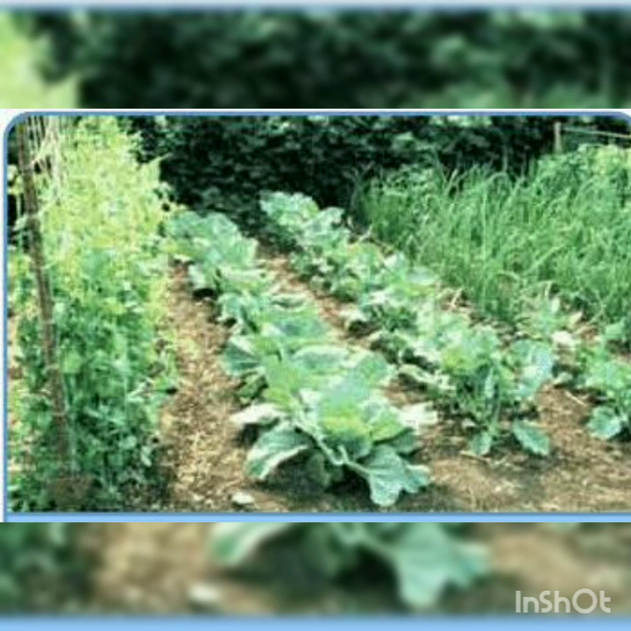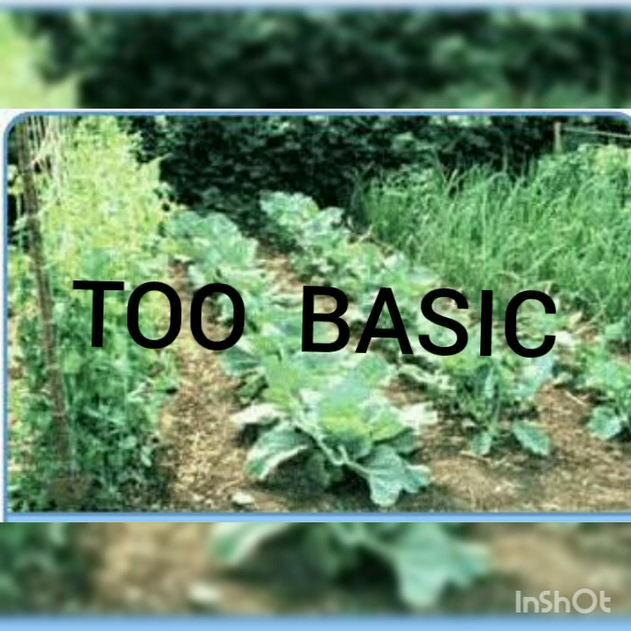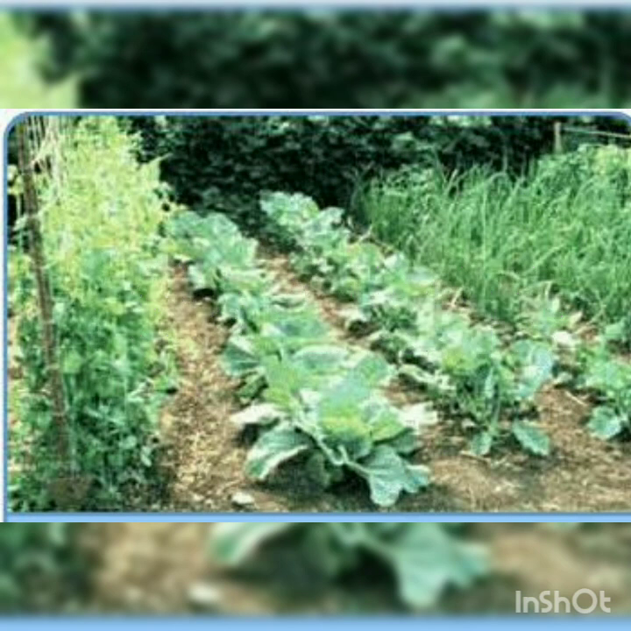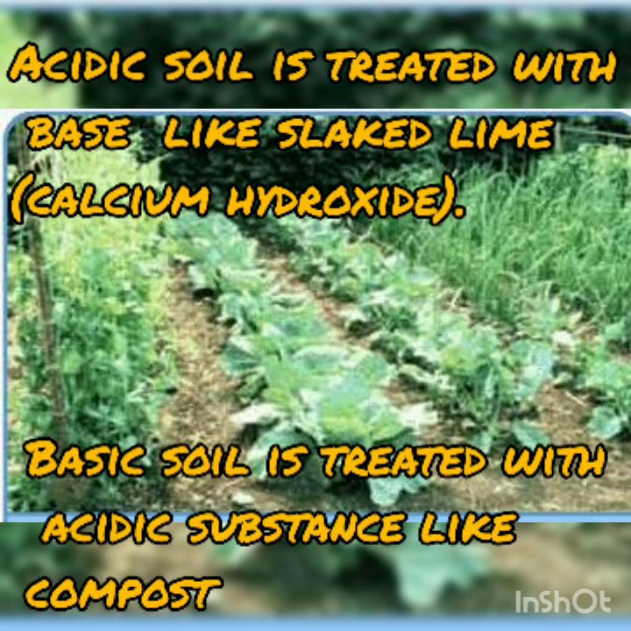Sometimes, due to excessive use of chemical substances like fertilizers, pesticides, or insecticides, the soil becomes either too acidic or too basic. This affects the growth of the plant and thus the productivity is also affected. Acidic soil is treated with a base like slaked lime, which is calcium hydroxide. Calcium hydroxide nullifies or neutralizes the effect of acid. And basic soil is neutralized by adding a large amount of compost, which is acidic in nature.